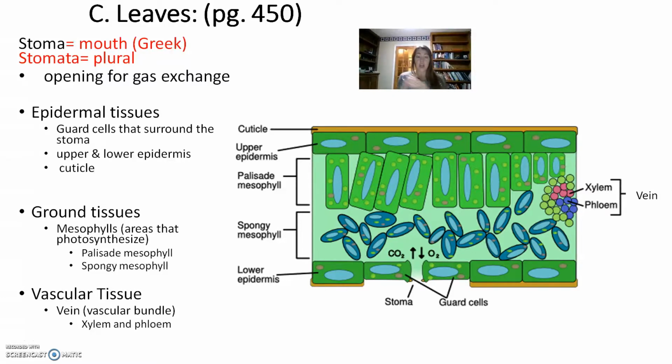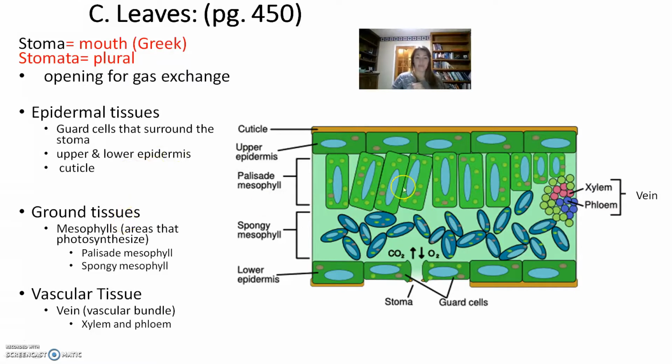There's an upper and lower cuticle. Okay, that's part of the epidermal tissue. So you have a cuticle up here, and you have a cuticle down here. Now with the stomata, it just came to my mind, there can be some on the top. They're mostly on the bottom, but you can have holes on both top and bottom.